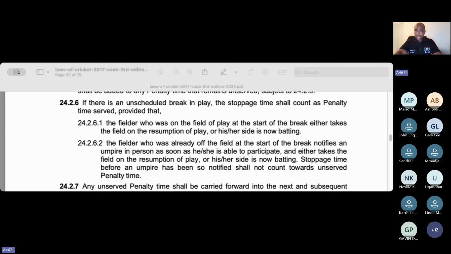Right, so multiple questions. At the fall of the 6th wicket, the umpire calls time to commence the interval for the drinks. When does the next batter's innings commence? The next batter's innings will commence. Let me just check the law, Neville. I think it is.